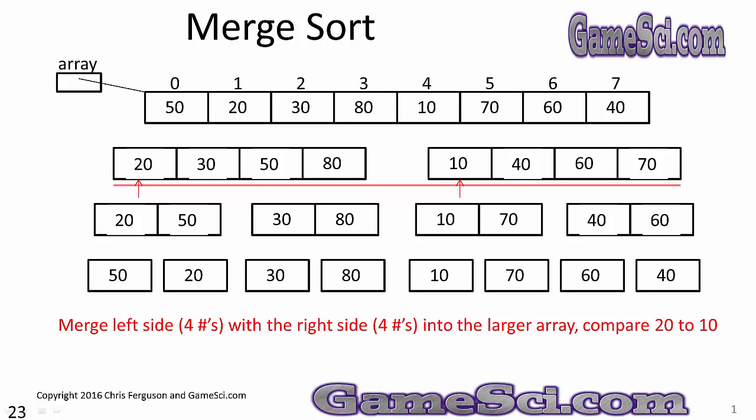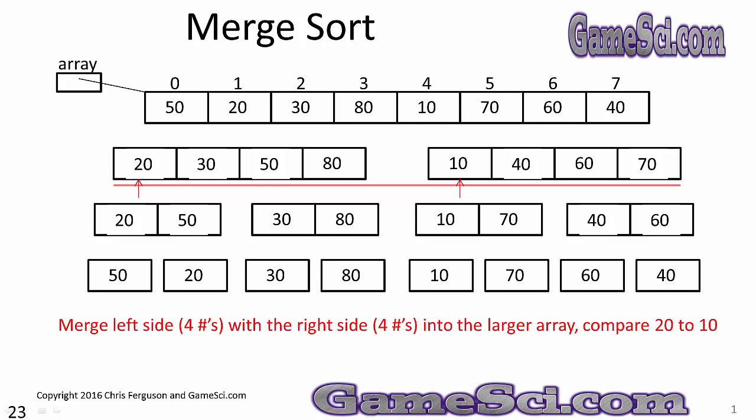And when they have a sorted left and right half, what do I need to do? I need to merge them into the larger one. So we're going to merge the left side 4 numbers with the right side 4 numbers into the larger array. We're going to start by comparing the beginning of the 2 sides. We're going to compare the 20 and the 10.